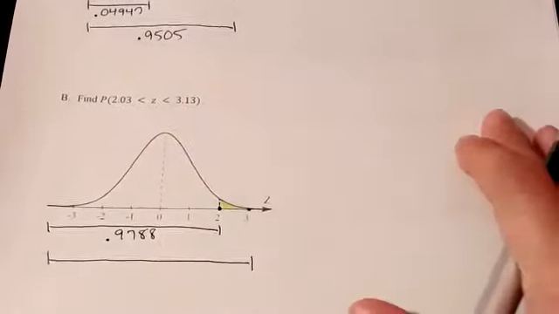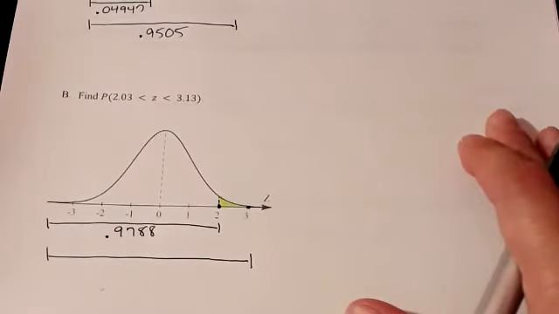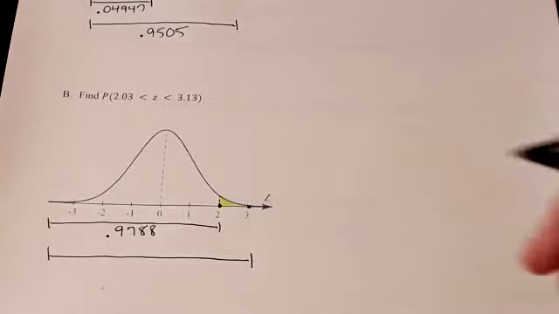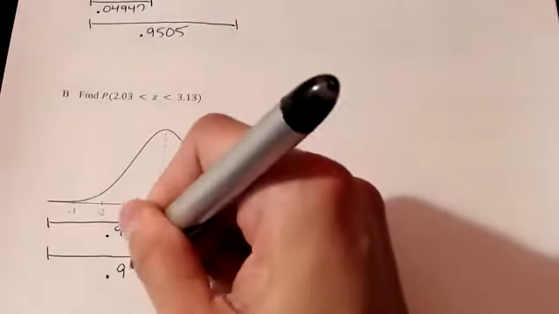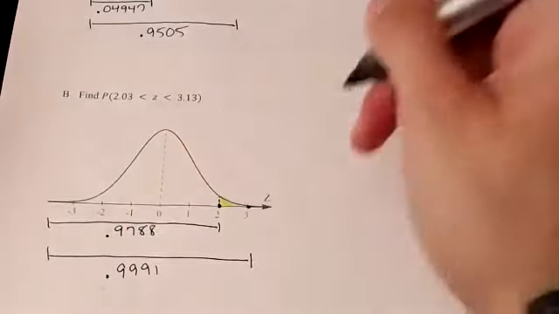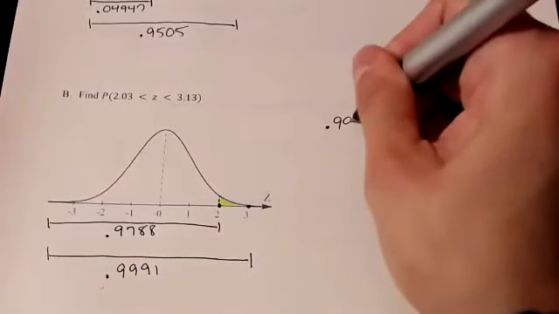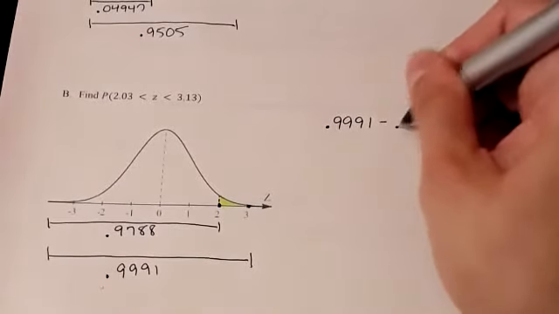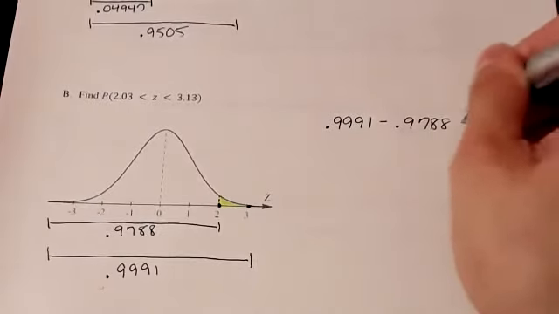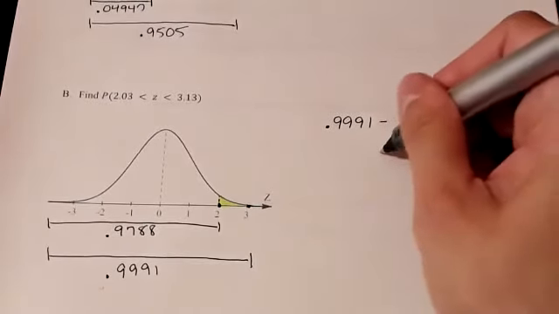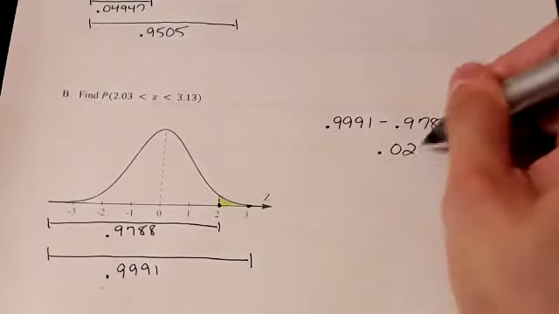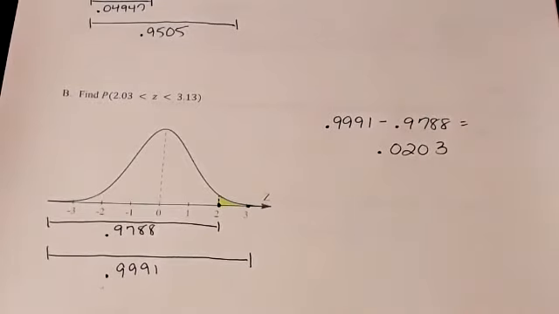0.9788. When you look up to the left of 3.13, we get 0.9991. And then remember, take the larger one and subtract the smaller value. Always, you want area to be positive. When all is said and done, you should get 0.0203. Yes, thank you, Emma.